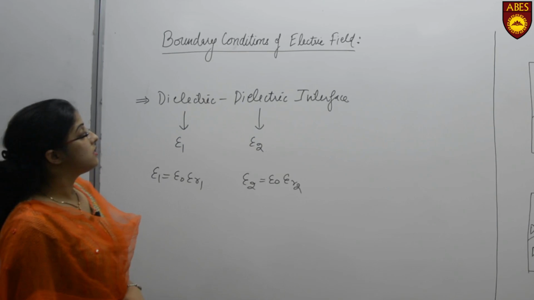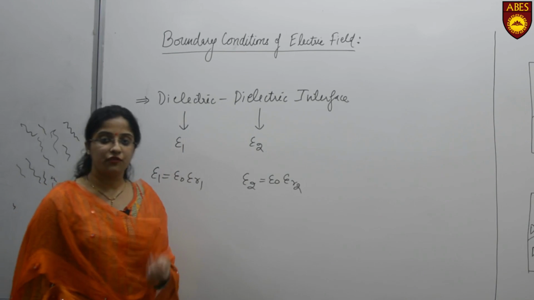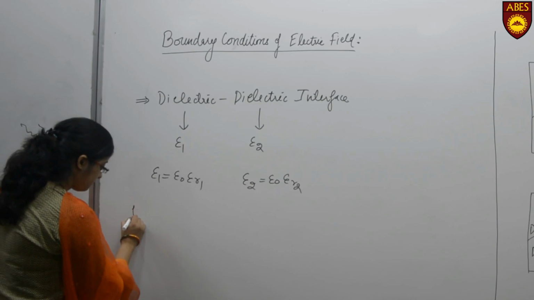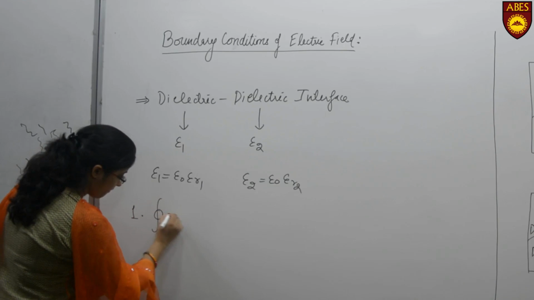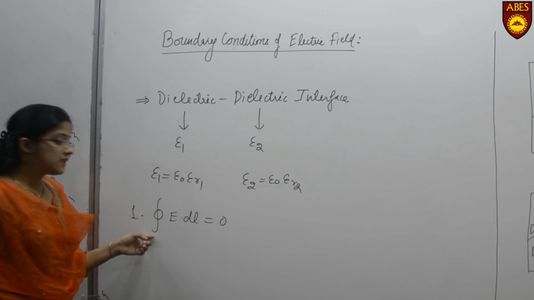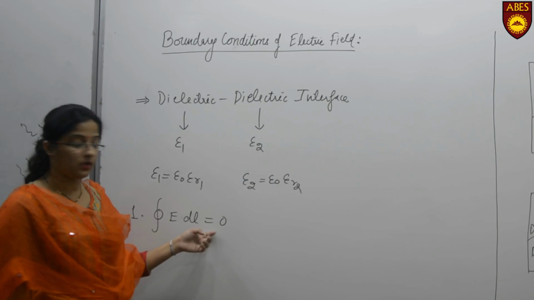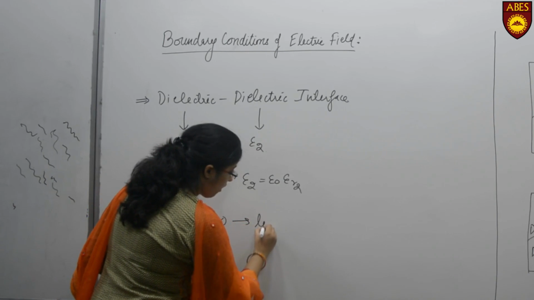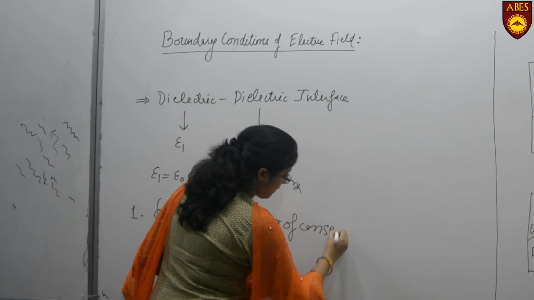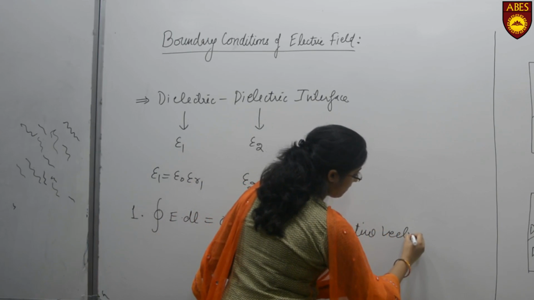Now for determining the boundary conditions of this dielectric interface, first of all I have to discuss two Maxwell's equations. Number one: this is the line integral of the electrostatic field over a closed path, which equals 0, and it denotes the law of conservative vector field.